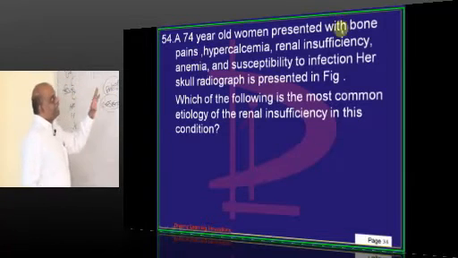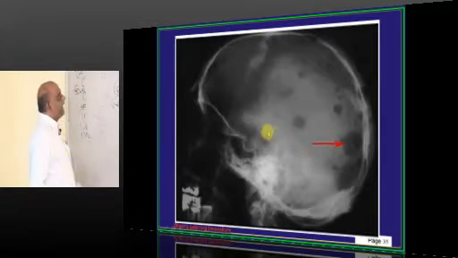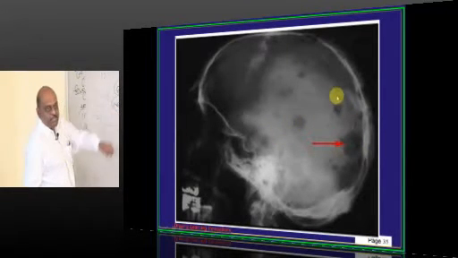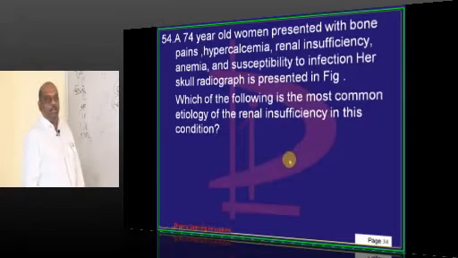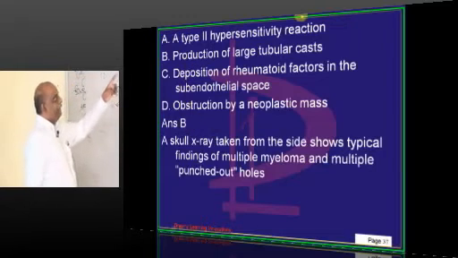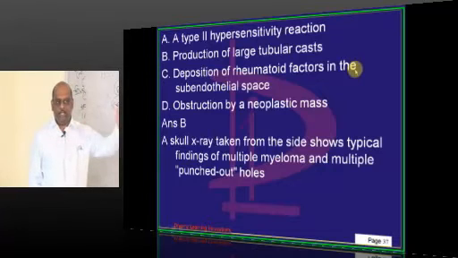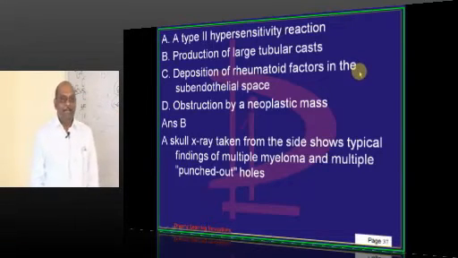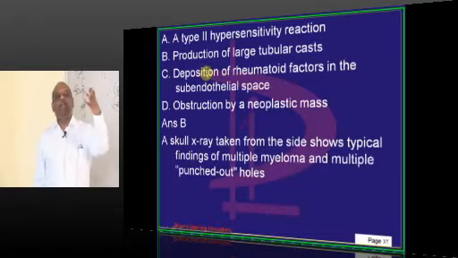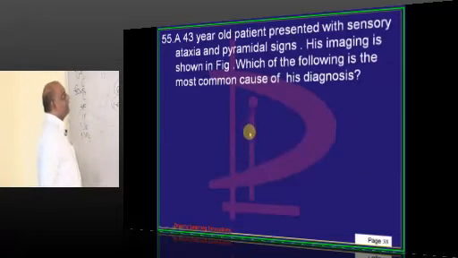A 74-year-old woman with bone pains, hypercalcemia, renal insufficiency, anemia, susceptibility to infection. What are the most common causes of death in multiple myeloma? Infections, renal failure. Right? And skull radiography showing calvarial lytic lesions, which is characteristically seen in multiple myeloma. And what is the cause of renal insufficiency in multiple myeloma? Basically, it is the production of large tubular casts by those excessively produced light chains of immunoglobulins. They lead to formation of cast nephropathy, which leads to development of renal failure as the underlying pathology.